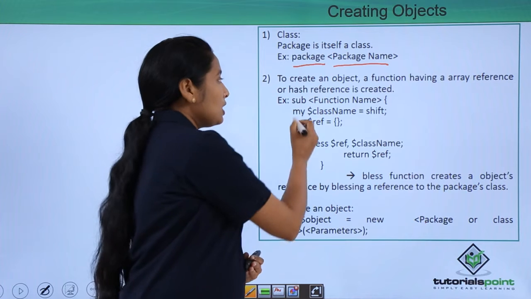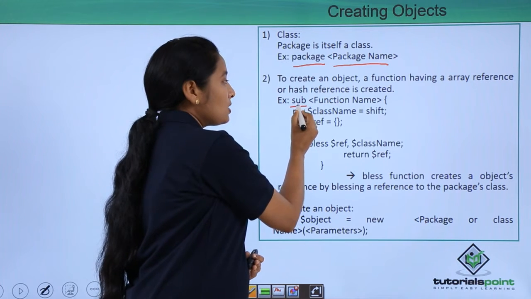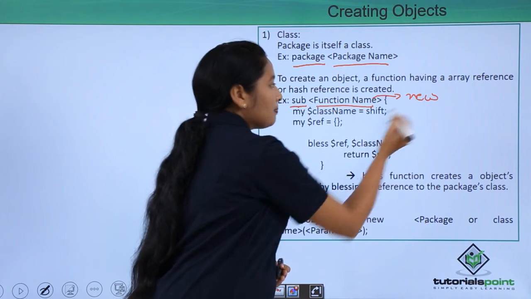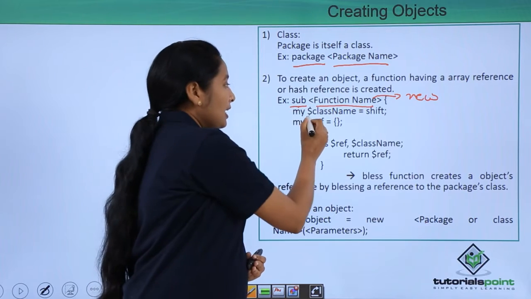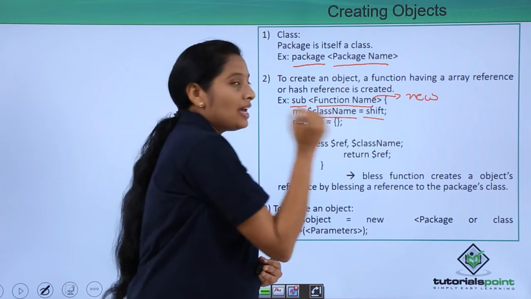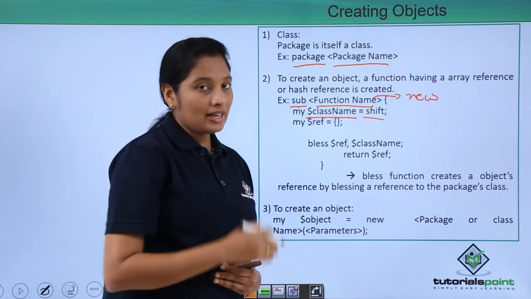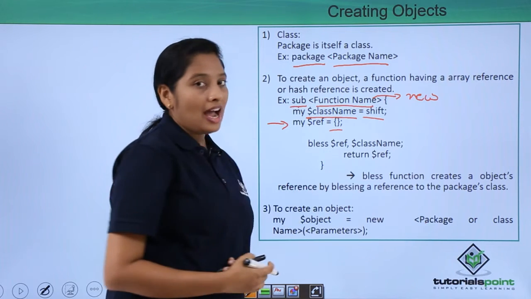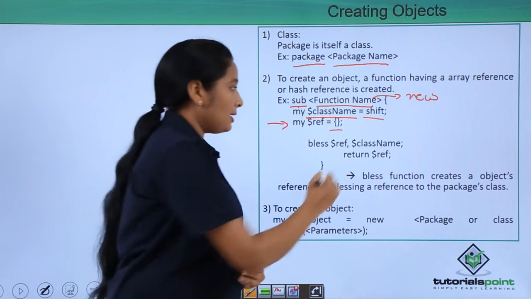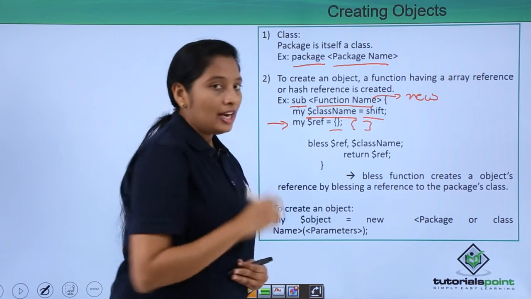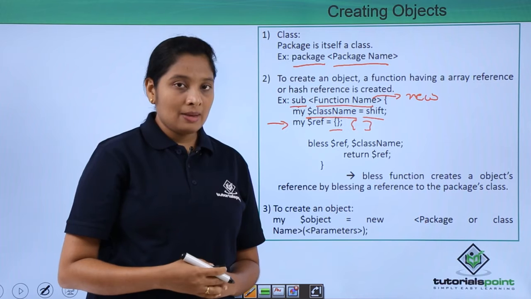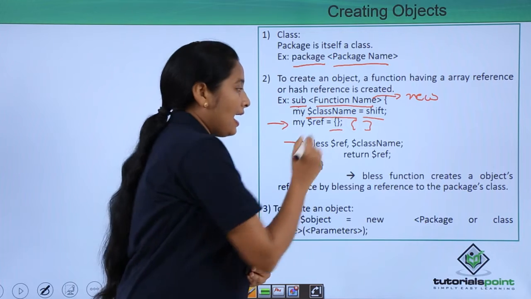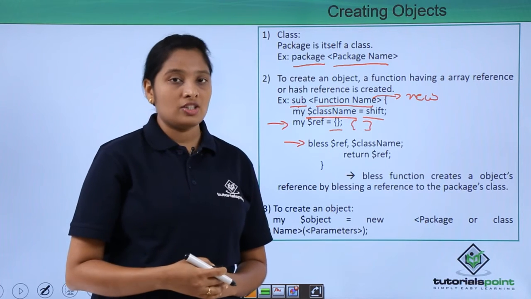For implementing your class, you have to create a subroutine here by using the sub keyword, and this subroutine name can be new or any other name. Inside this, create a class name so that you will be catching the class name while you are creating an object. Next is create a constructor. It can be a hash reference or an anonymous array. Now, to relate your reference to your class name, you have to use a special function called bless. At the last, you have to return your constructor.